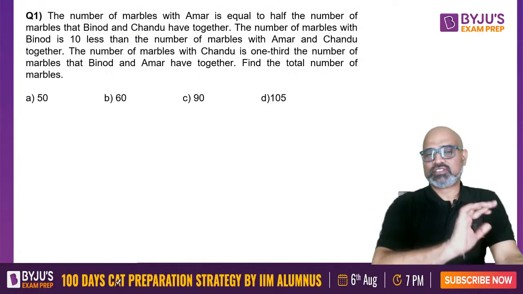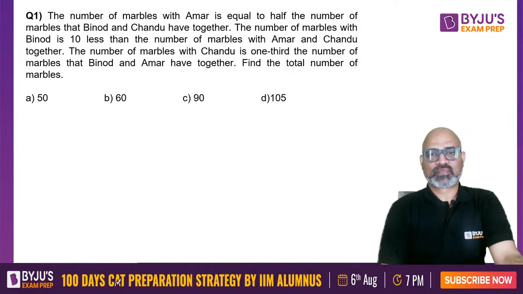Okay, so this is the question. How quickly can you solve? The number of marbles with Amar is equal to half the number of marbles with Vinod and Chandu together. The number of marbles with Vinod is 10 less than the number of marbles with Amar and Chandu together. The number of marbles with Chandu is 1/3 the number of marbles that Vinod and Amar have together. Find the total number of marbles.